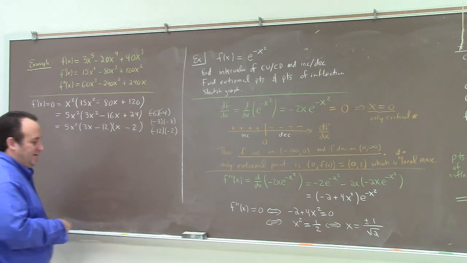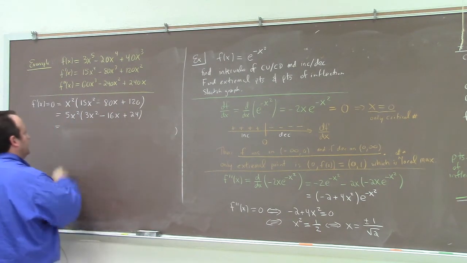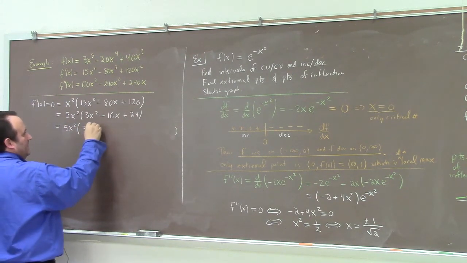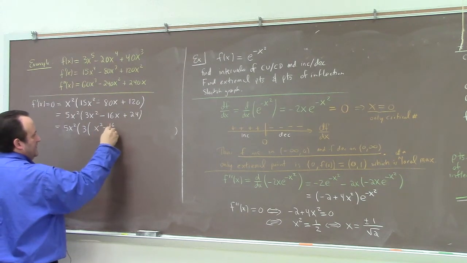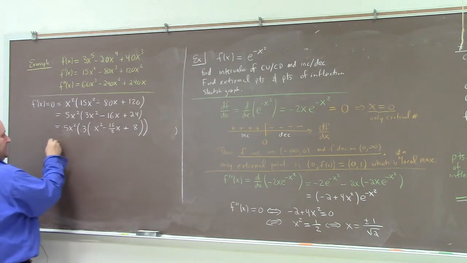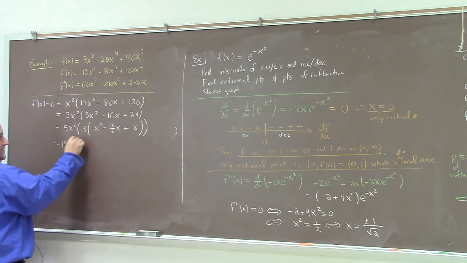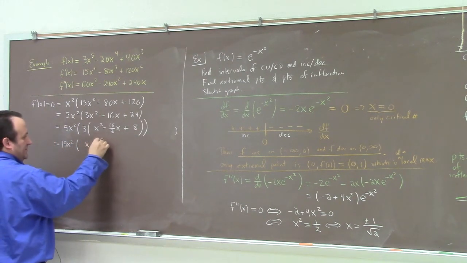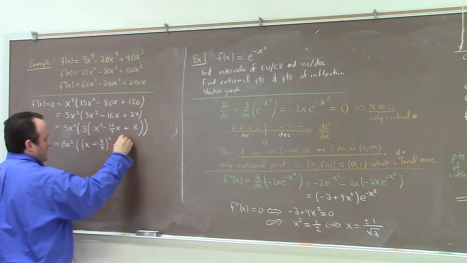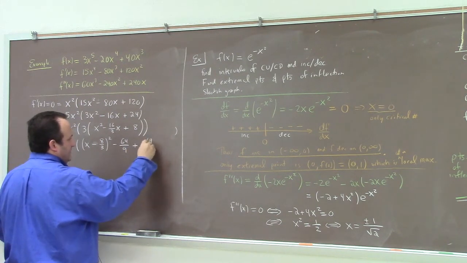All right, I gotta take my medicine. Here he goes. So I do factor out the 3, and then I've got x squared minus 16 thirds x plus 8, right? Complete the square. So I've got x minus 8 thirds, squared, minus 64 over 9, plus 8. But 8 we should rewrite in terms of ninths.